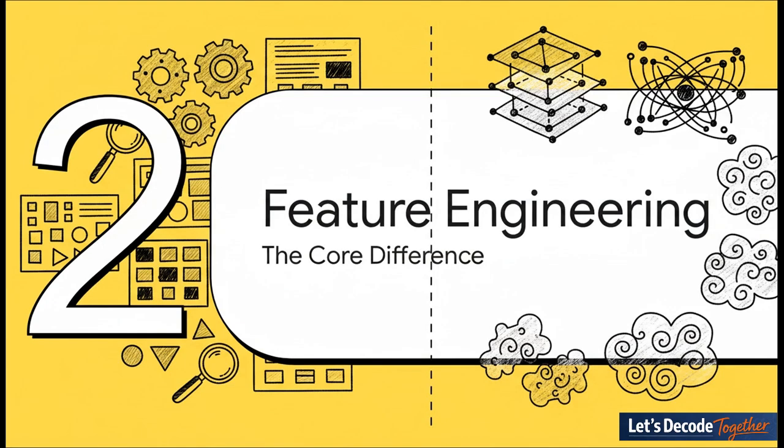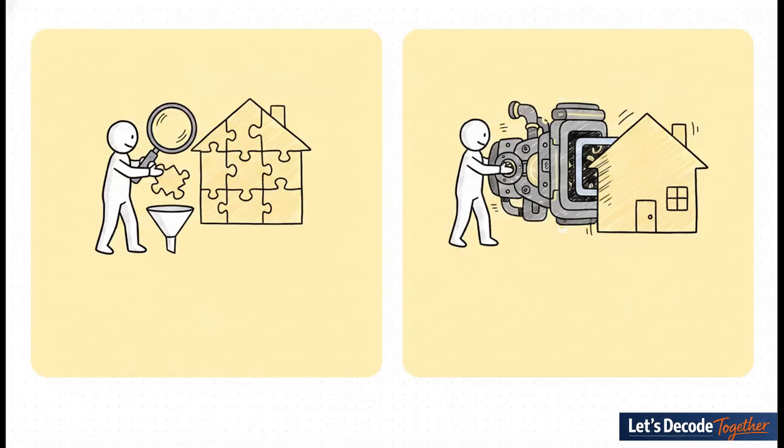Moving on to Section 2, the feature engineering divide. This is the core difference that drives almost every single engineering trade-off we're going to talk about. And this brilliantly illustrates that exact divide. Let's say we want to predict house prices, right? In traditional ML, you, the engineer, have to do all the heavy lifting. You're manually extracting numerical features, things like square footage, the number of bedrooms, the year the place was built. You handcraft those data points and feed them into your model.